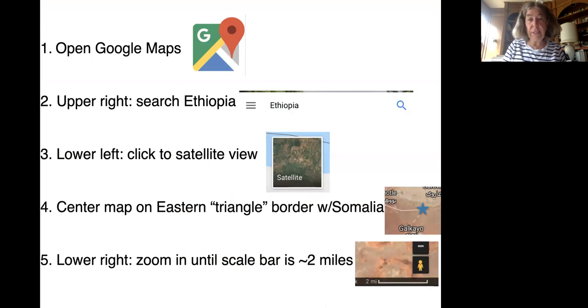So if you want to see this, I'm just going to walk you through the steps that I use whenever I want to just pull this up in Google Maps. I go to Ethiopia, I switch to satellite view, and I go to, call it a triangle, but there's sort of this region that's between Ethiopia and Somalia that's kind of this very sharp triangle, and I go there and then I start zooming in, and this always works for me. These steps always work for me to find some gorgeous patterns.